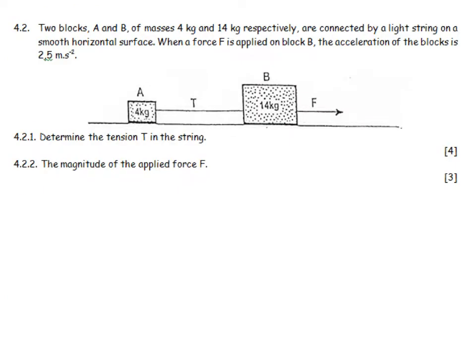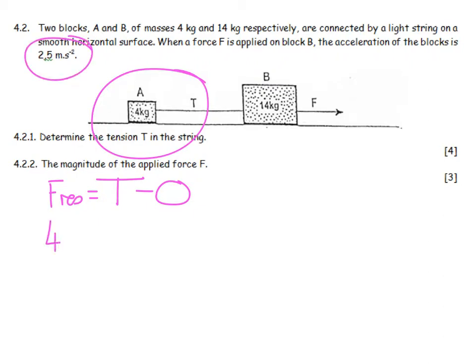Last example, it said determine the tension in the string. I'm first going to work out what is happening with these two blocks. We've got two blocks, they've got masses, they're connected to a light string, smooth, no friction. What good news is that? When a force is applied to block B, the acceleration in the block is as follows. So let's go. First, only looking at block A, we can say the resultant force is equal to the big force. This thing's moving to the right. T minus the small force, there is no friction. So we can say 4a, and we've got a. Remember, resultant force is mass times acceleration, 2,5, is equal to the tension. Oh, goody, we've got the answer. The tension is 10 newtons, so easy, without friction.